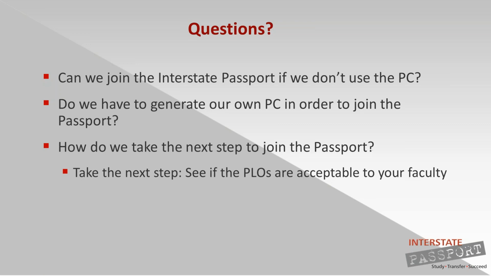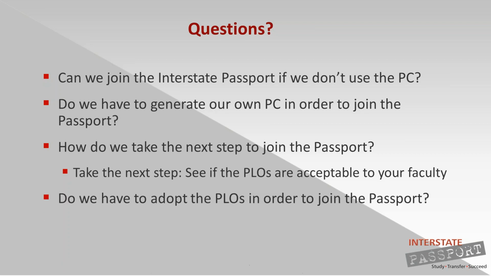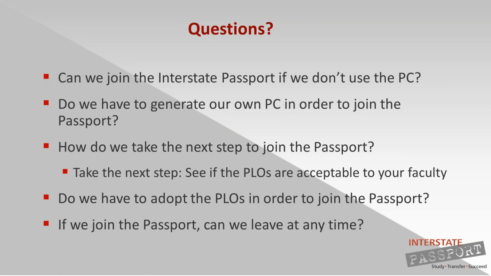Right. And how do we take the next step to join the passport? Well, on the part of the faculty, the next step has to be that we will look at the passport learning outcomes, and see if those learning outcomes match and are acceptable to learning outcomes in your own institution. It's not mandatory that the learning outcomes are identical to what you have, and we're not asking any institution to adopt the passport learning outcomes, but they need to see them as being consistent with learning outcomes that are acceptable to them for students that transfer into their institutions. And of course, I just answered this question, do we have to adopt the passport learning outcomes? No, you do not. But they do need to be seen as consistent, they need to be congruent, they need to be a currency that students can carry from any passport institution into you.